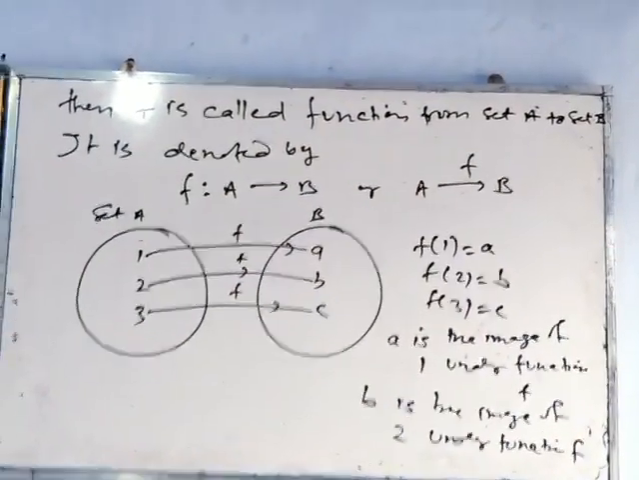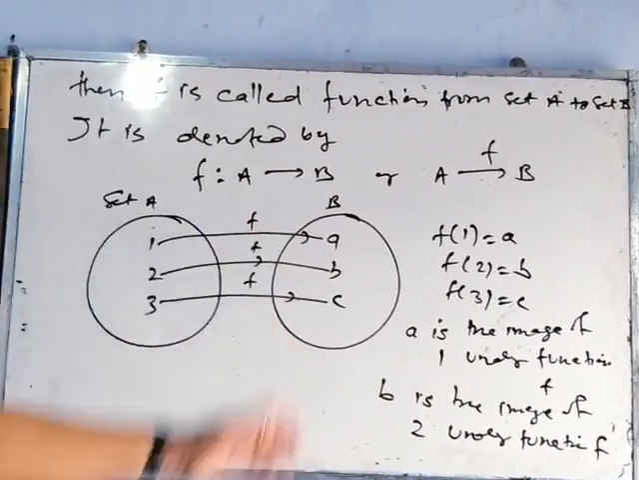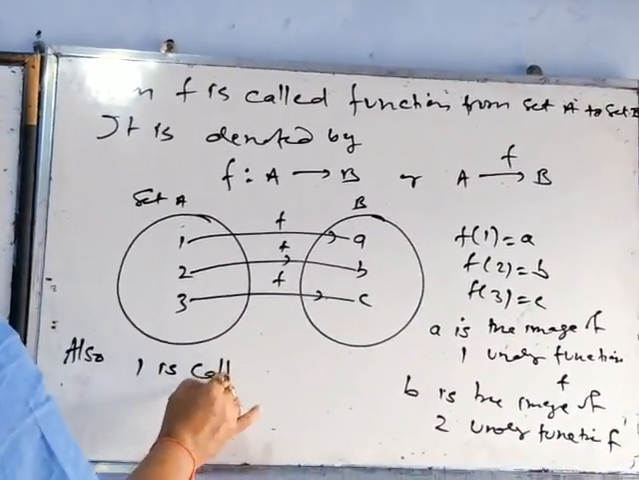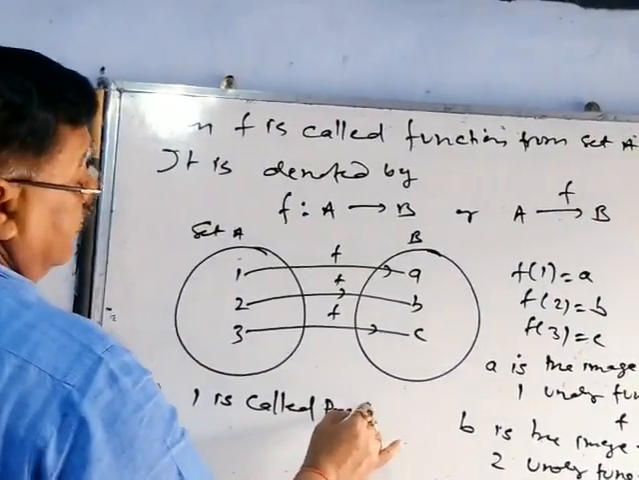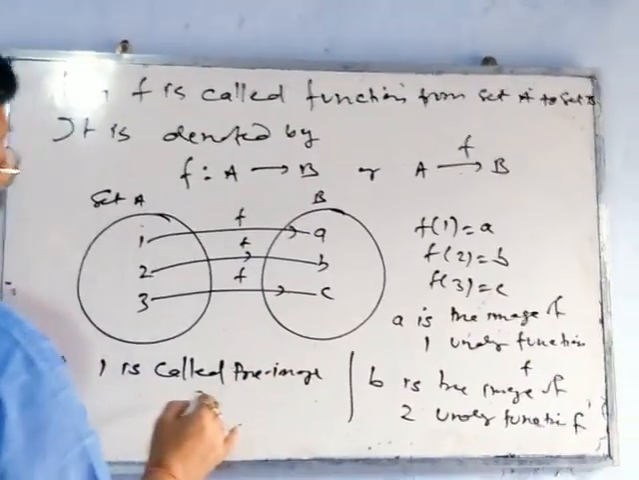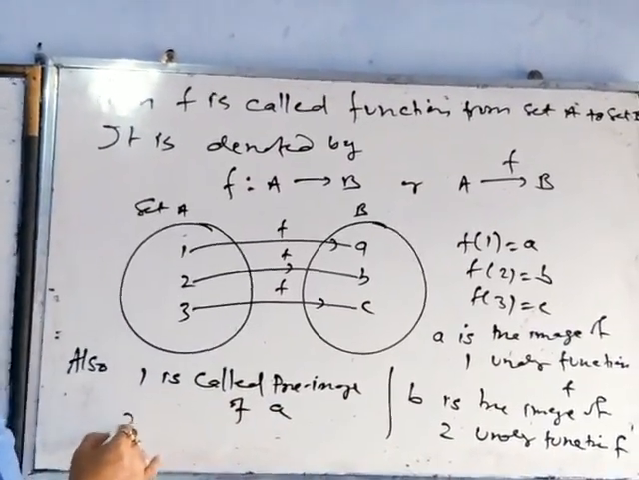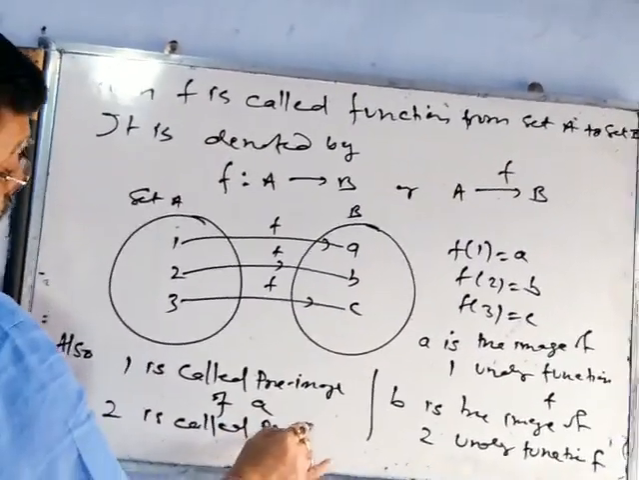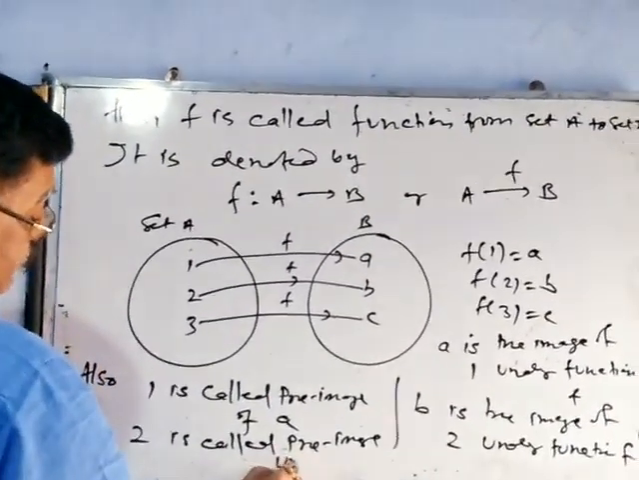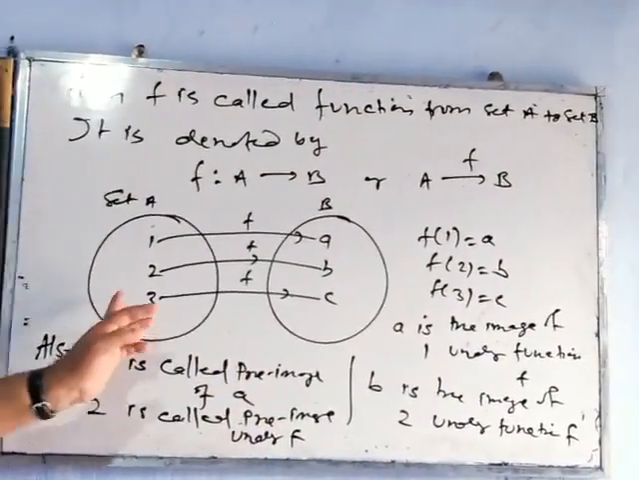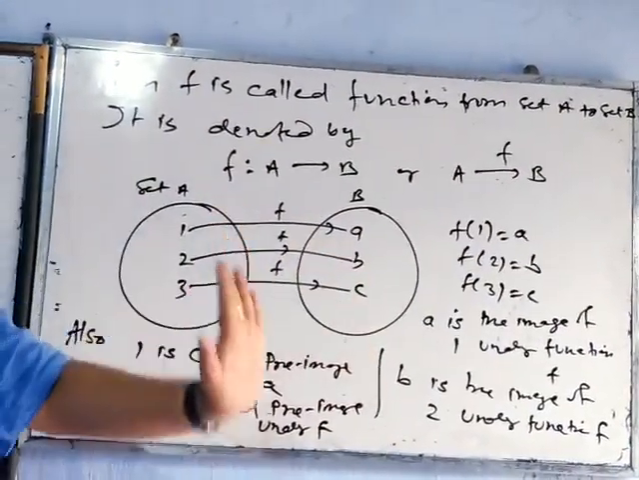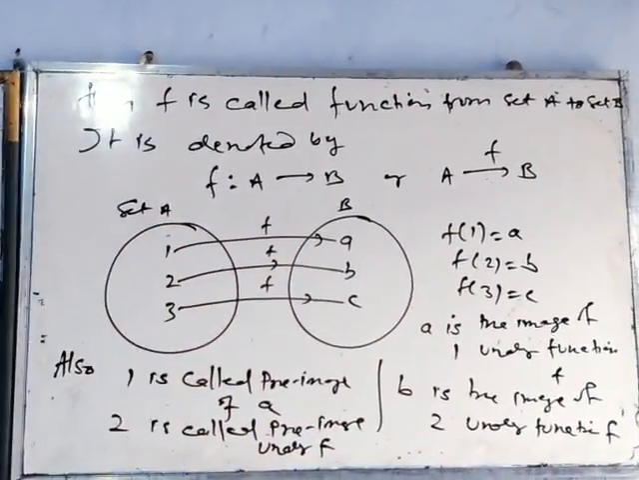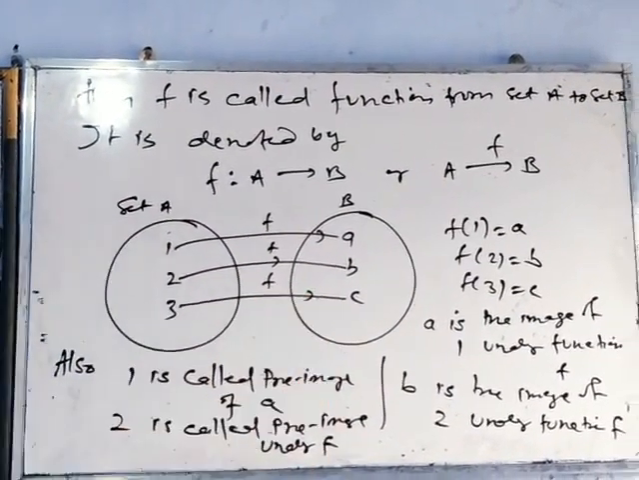In this manner, a, b and c are images. Also, 1 is called the pre-image of a, 2 is called the pre-image of b under f, and so on. 3 is the pre-image under f of c. So the elements of set B are images and the elements of set A are pre-images. So it is a function, students.